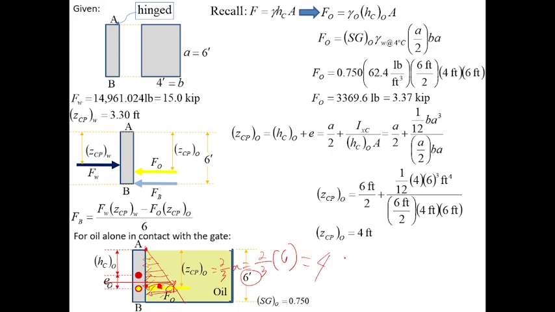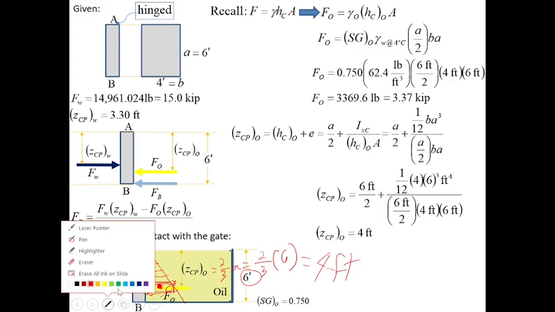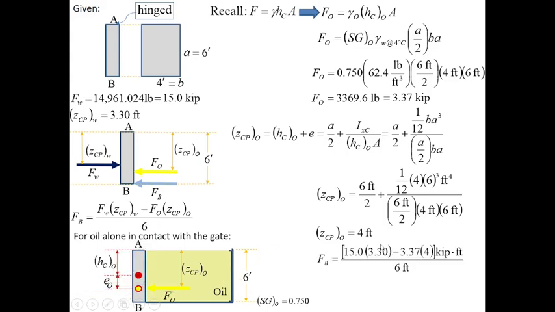That's why this is only true if the gate and the oil are at the same level. If they are at the same level, that is true. So that is the answer. So we have now 15.0. So this is ZCPO.